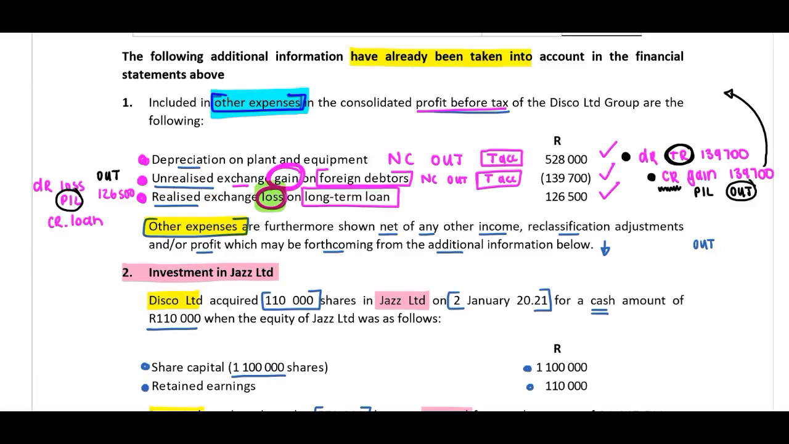Then, other expenses are furthermore shown net of any other income, reclassification adjustments, and or profit, which may be forthcoming from the additional information below. Nothing really at this point of time. We just need to read the information carefully.